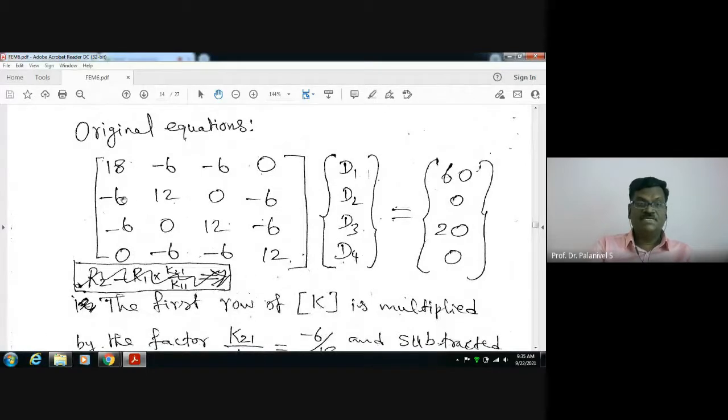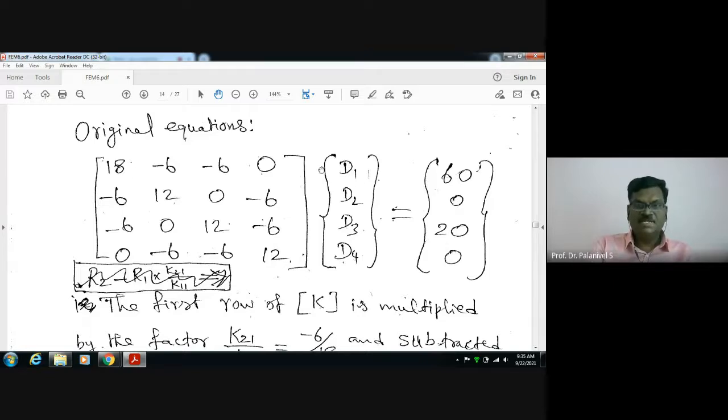See here, my interest is to eliminate the unknown D1. Whether you are getting it or not, I don't know. What is the meaning of this? 18 into D1 minus 6 into D2 minus 6 into D3 plus 0 into D4 is equal to 60. That is the equation, no? Minus 6 into D1 plus 12 into D2, 0 into D3 minus 6 into D4 is equal to 0. That is the equation written in matrix form, isn't it?